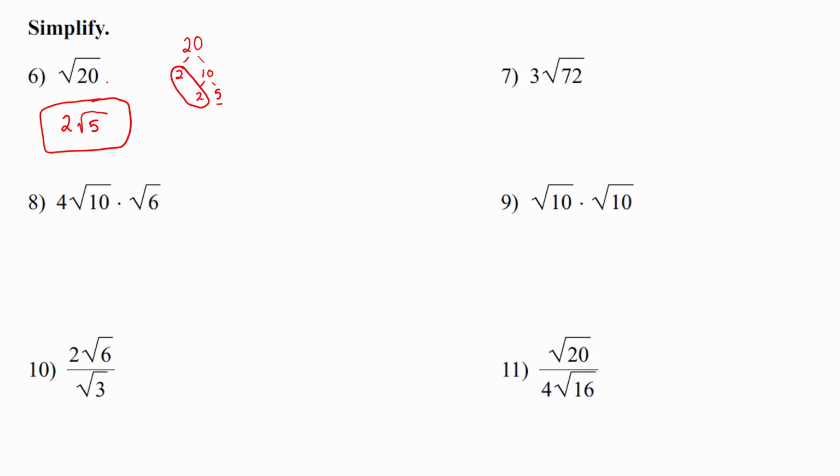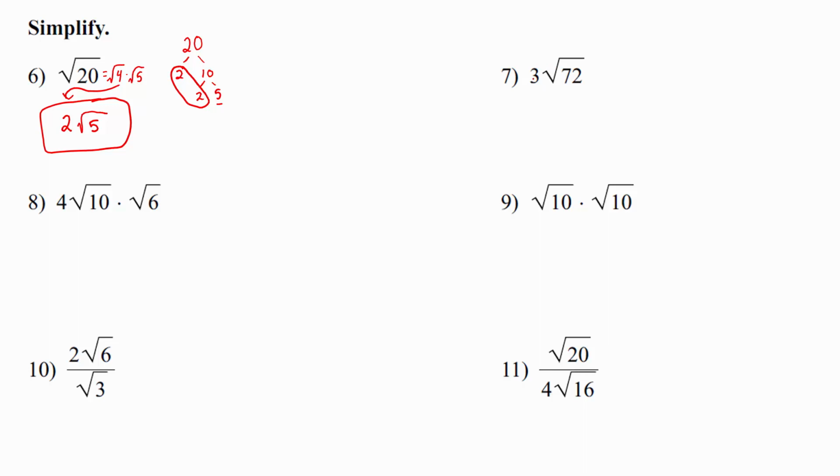The other way to do it is just to simply try to think about the perfect squares that are inside of 20, and then to say, well, since square root of 20 is 4 times 5, I can square root 4 and get 2, but I'd have to leave the square root of 5. So I get 2 square roots of 5. Whichever way is easier for you to think of, that's how you should try to do it.